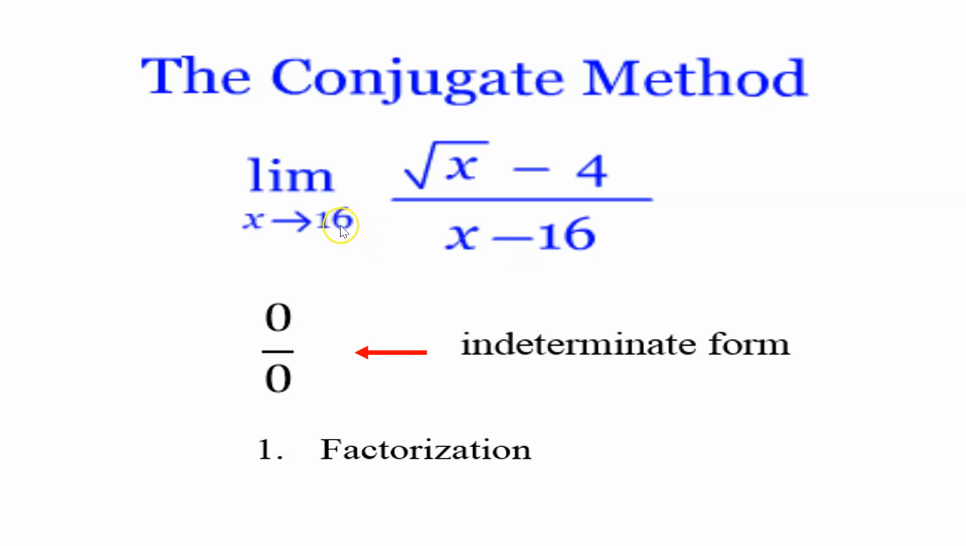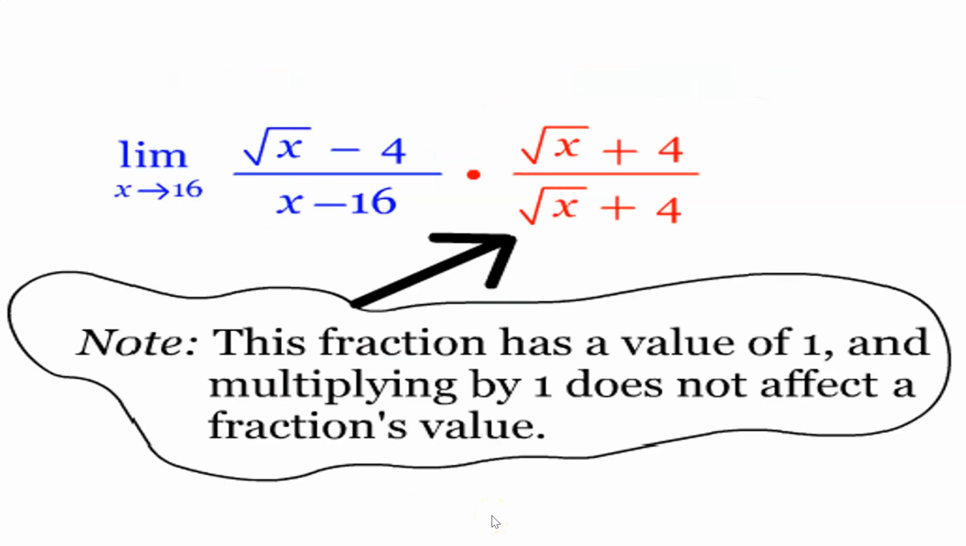Why is it so? Because when you use the substitution method, you substitute 16 into this. Square root of 16, you get 4. 4 minus 4, you get 0, right? And then 16 minus 16, you get 0 over 0. That is when you use the substitution method, you will get an indeterminate form like this, 0 over 0. That's why you're going to use factorization or conjugate. So, this is the conjugate method.